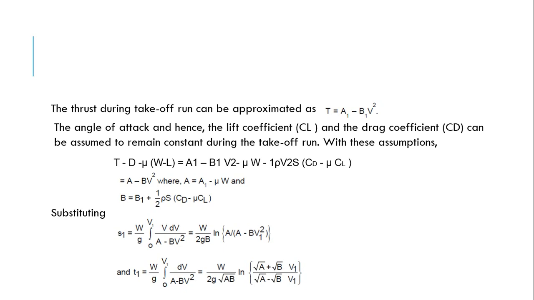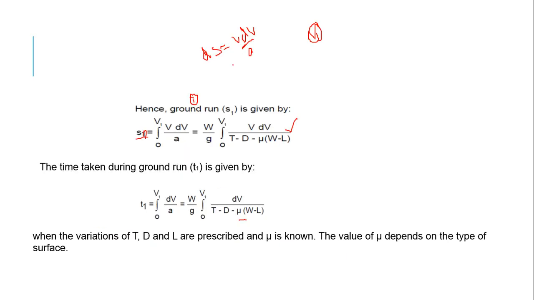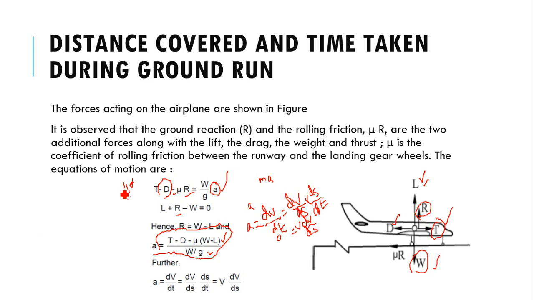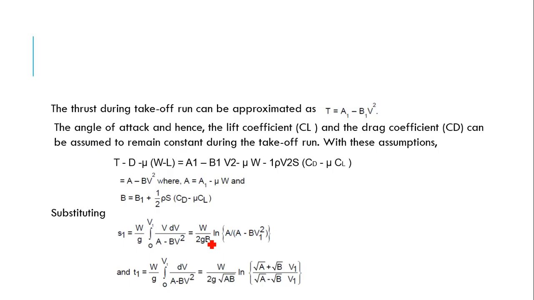Now we can move on to the next one. Here we have seen the value for thrust. There is an equation: T minus D minus mu R equals W by g into a, and normally we know the thrust can be approximated as A minus B V square. By substituting this equation, the value of a will change. We will see now how it is changing, and how the formula for S and T will be determined.